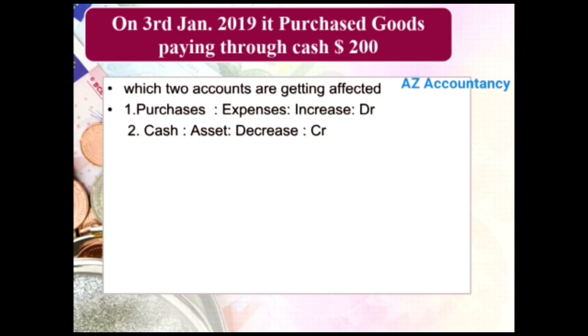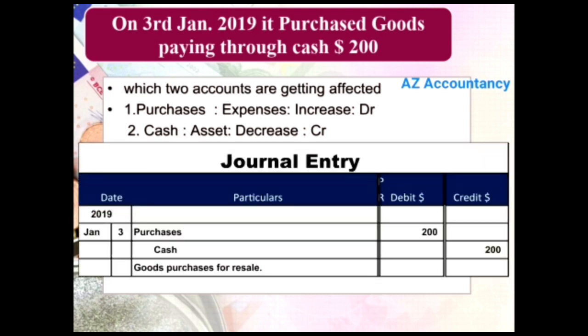So 2 accounts are identified, purchases and cash. Second thing, purchases belongs to expenses, and when expenses increase it should be debited. Cash account, because we are paying cash, cash is going out from the business. So cash is asset, asset is getting decreased, so it is credited. See this journal entry? The first account is debit, purchases account debit, cash account credit.